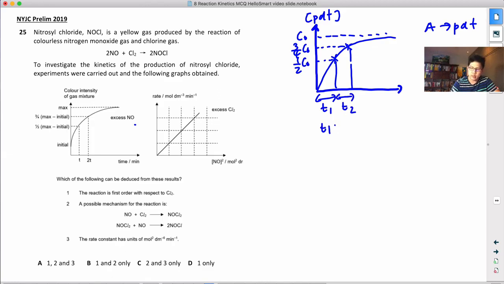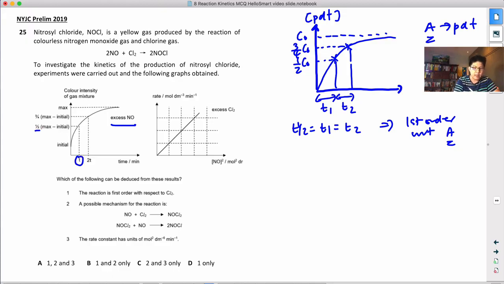So if T1 equals T2, it's a constant. In fact, T1 is actually a half-life. If half-life is a constant, it implies it's actually first order with respect to the limiting reactant, which is A in this case. In this question, since they say excess NO, the limiting one is chlorine, and you can see the time taken is T over here for the halfway mark.